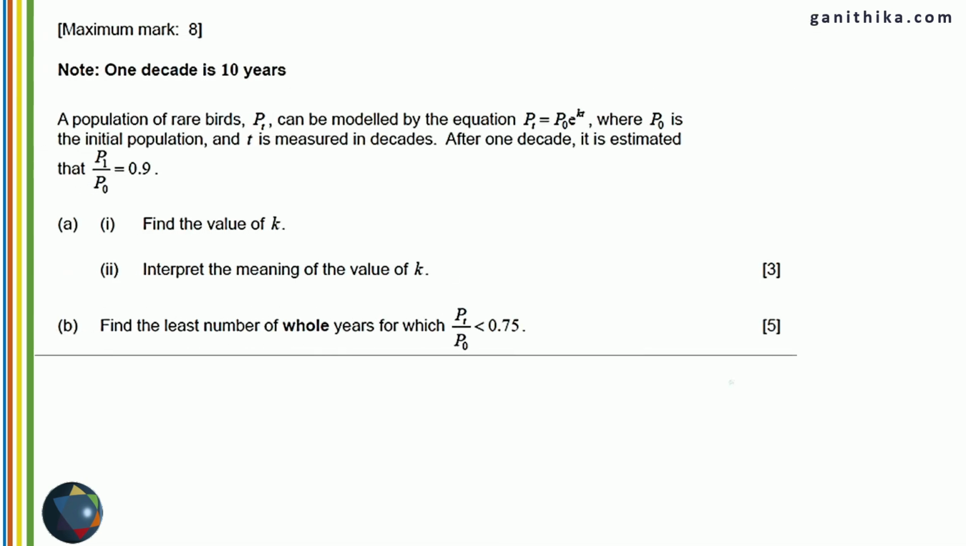This question needs a calculator. As you would have noticed, the previous question did not require any calculator usage, but this question needs a calculator. So pick up your calculator and keep it with you. The question says Pt is equal to P naught e to the power of kt. P naught is the initial population. T is measured in decades. Initial population means it is the value for the population at t equal to 0. And t is measured in decades. Be careful about this. A decade is given as 10 years at the top.